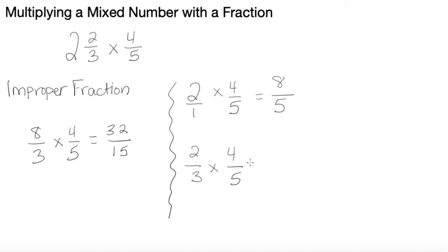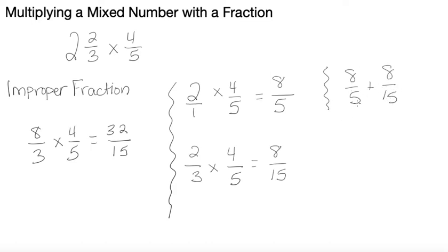Now we have to do the same thing for our second problem. 2 times 4 equals 8. 3 times 5 equals 15. Now we have to add them together. Let me go ahead and write down our new little problem here. So we have 8/5 plus 8/15.